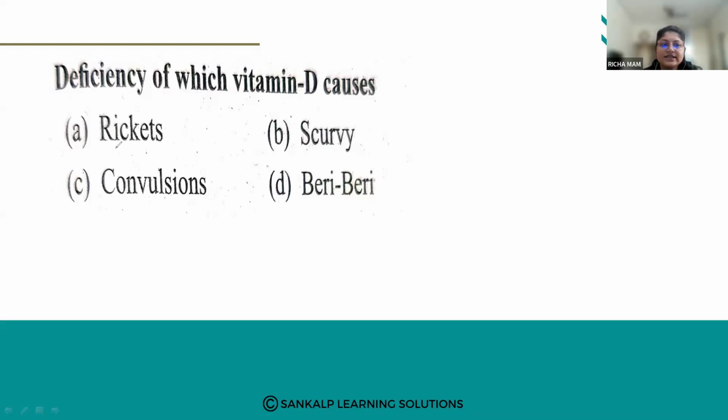So the answer is rickets. Okay, so deficiency of which vitamin causes rickets? Vitamin D causes rickets. So what does rickets mean? It is a bone disease which will affect small kids.